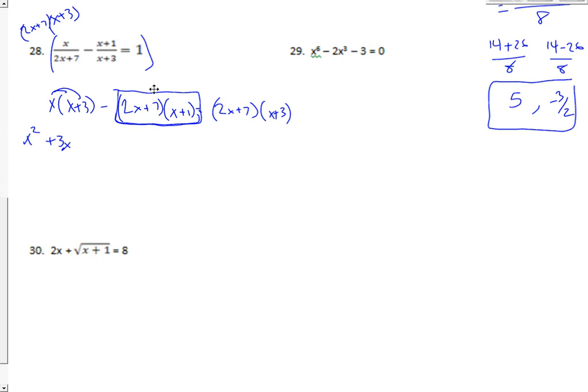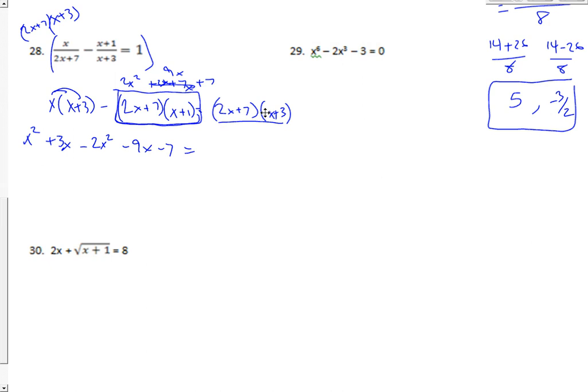So 2x times x is 2x squared. 2x times 1 is 2x. And then 7 times x is 7x. And then 7 times 1 is 7. So 2x plus 7x is 9x. Now I can distribute that minus. So minus the 2x squared minus the 9x and minus the 7. And that's equal to, and then I have to FOIL this side.